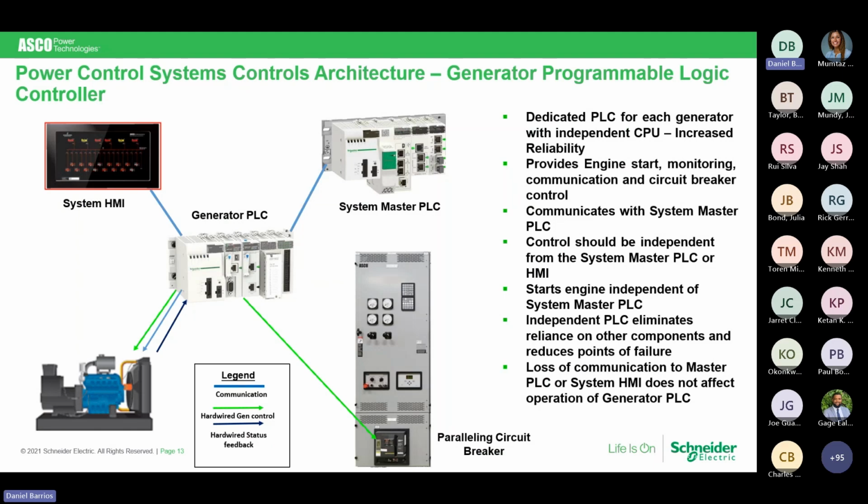So when you look at the power controls architecture, dedicated PLCs for each generator, as we said, provides engine start. Okay, now we're touching on some things that you folks need to be aware of. According to the National Electric Code, you are now required to monitor that start circuit from your transfer switches to your generator set. An interpretation of that is that it is only required on your Article 700 loads. That's up to your interpretation.